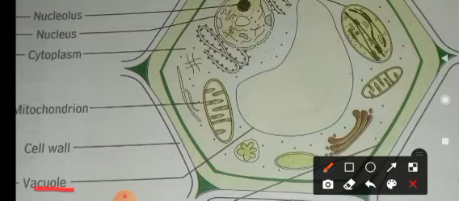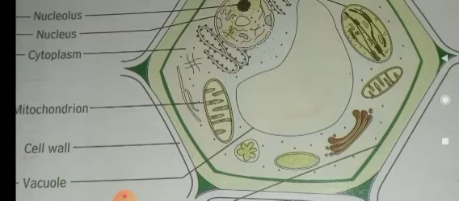When we come to the functions of vacuoles, the vacuoles maintain the shape of the cell. The water balance is also maintained by the vacuoles, and they store chemicals, food, water, and salt. So vacuoles are like a tank or storeroom of a house. It stores the chemicals, food, and water.